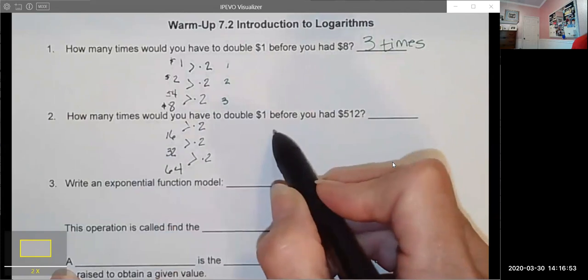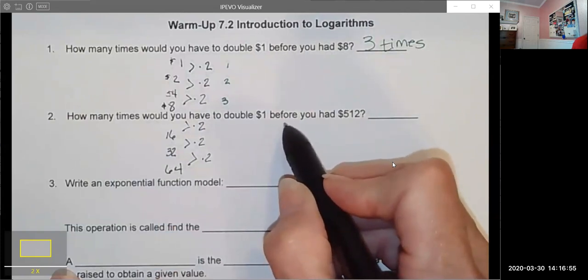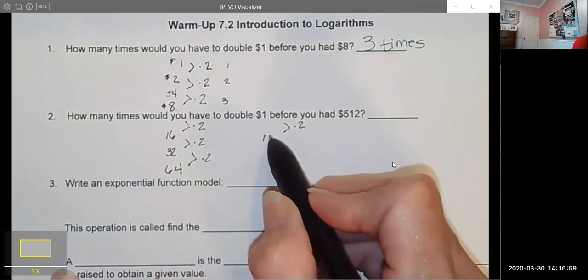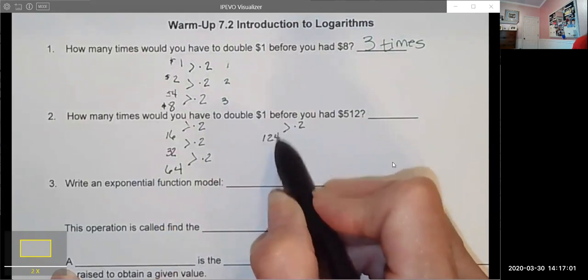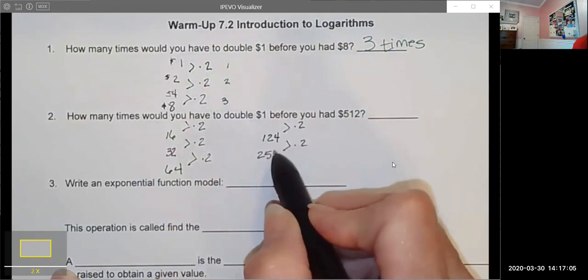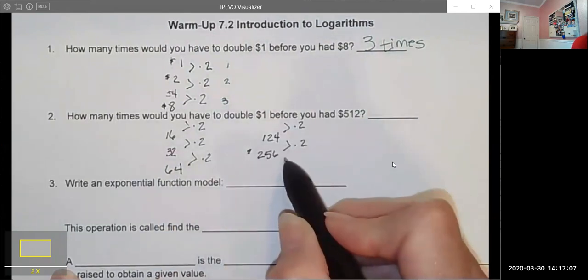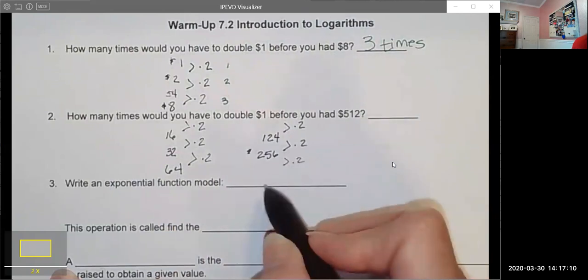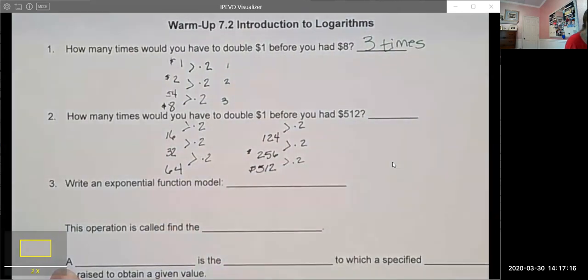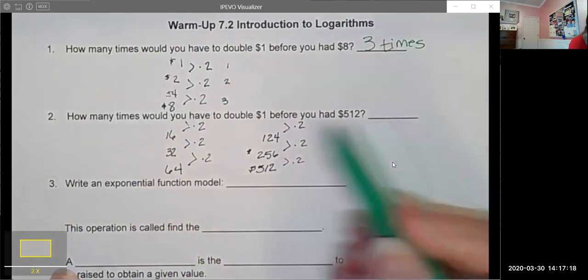64. 64 doubled times 2 would give me 128. Double, 256, and we're still talking about money. Wouldn't it be nice if your money doubled like this? And finally, 256 times 2 would give me 512. So how many times do we have to do this?